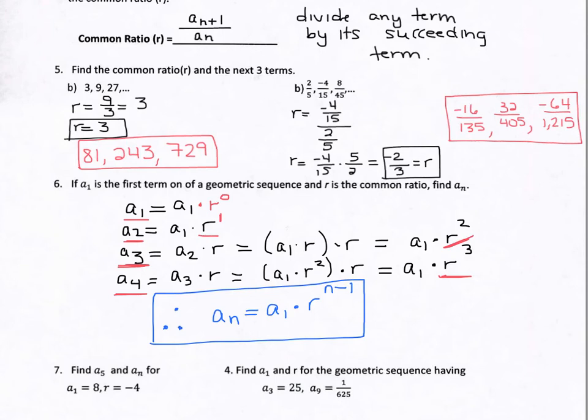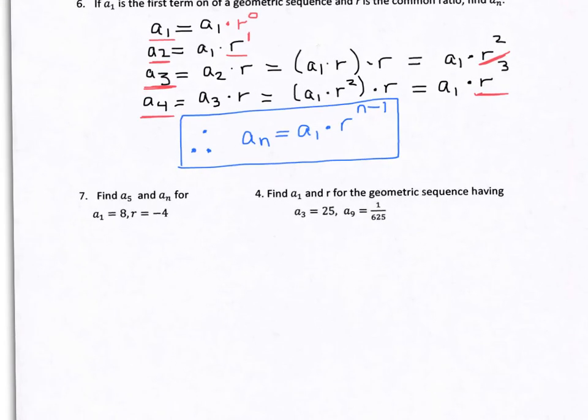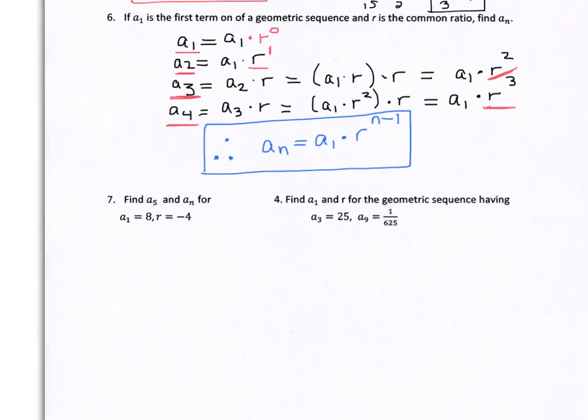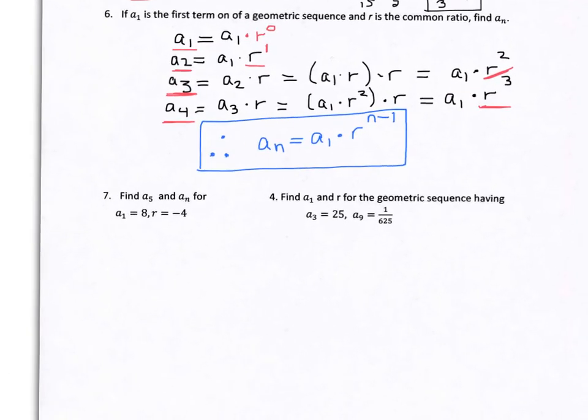Okay, so let's finish it off with some examples. I always find geometric a little easier to work with. Very similar to the front. Find a sub 5 and a sub n for a sub 1 equals 8 and r equals -4. So right there, they're telling us we have an r. It is geometric. You can do it in either order.